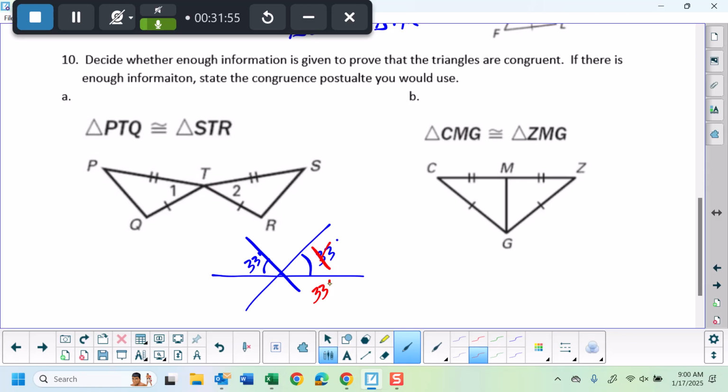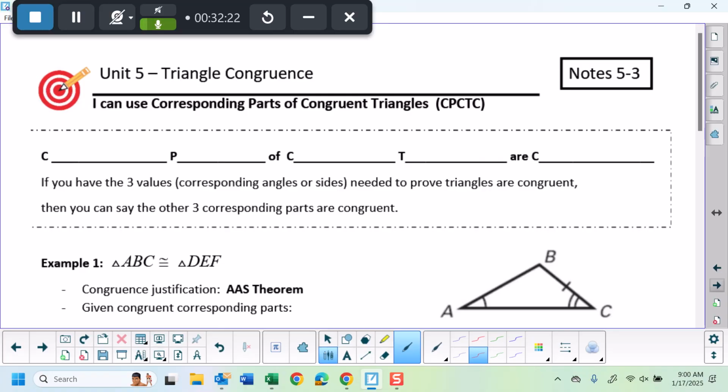So we need to be really careful about vertical angles. Vertical angles happen when two straight lines intersect in those opposite angles. So here, 1 and 2 are not vertical angles. We do not have enough information. That's not how you spell information, to prove that they're congruent. When we look at B, absolutely we do, because we have that reflexive property that gives us our third side. Are we good on that?